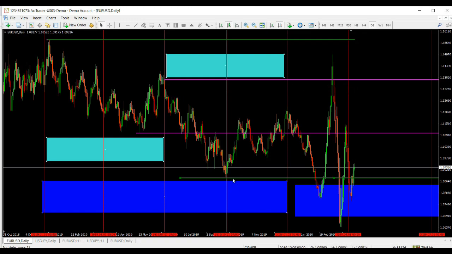The idea is that every time the market touches these lines, you can scalp. Okay, as simple as that. Or you can use the patterns which I have mentioned. You can always use the patterns. That is the benefit of that.